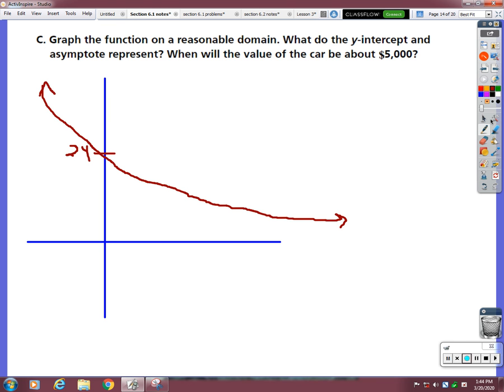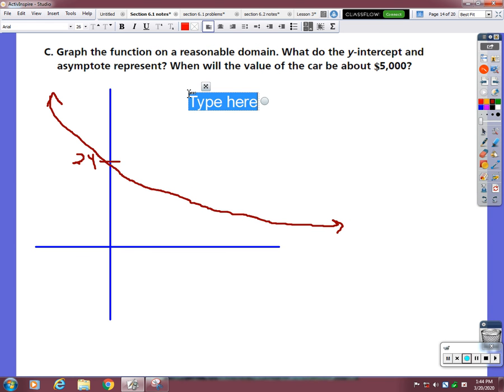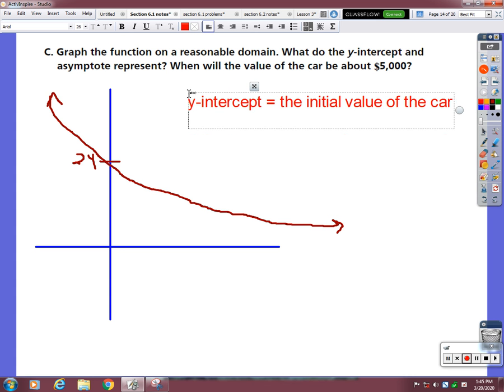So there's a graph. What does the Y-intercept represent? The Y-intercept is the initial value of the car.